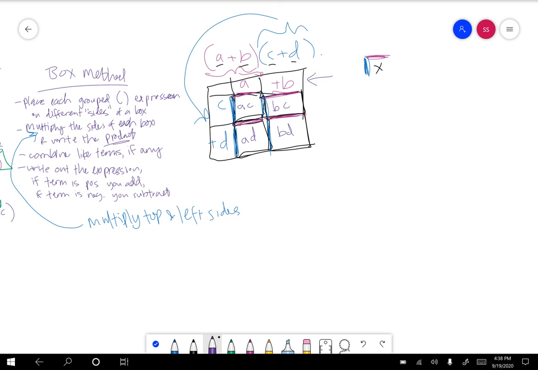So now we would simply write out the expression. Since they're all positive, we're adding all of those terms together. You can start in any order. It doesn't really matter. I tend to start with this one. This one will typically be last. So we would have AC plus BC plus AD plus BD. Again, none of those are like terms, so this would be the most simplified we can get. That's our answer. So that's the gist of the box method.